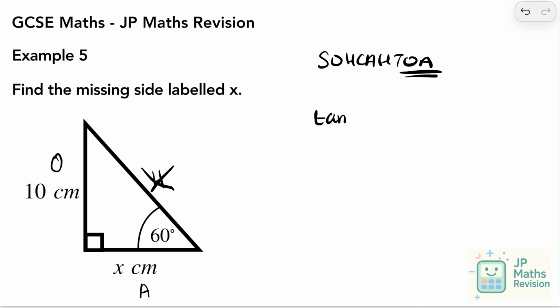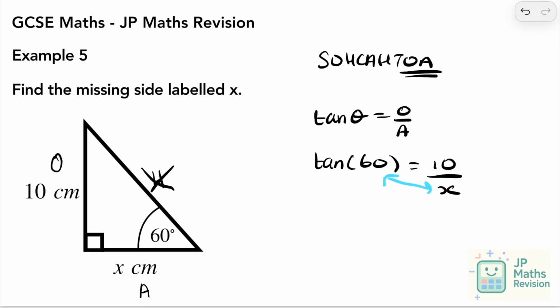So I have tan theta is opposite over adjacent. Subbing in the values, I have tan of 60 equals opposite, so 10, over adjacent, which is x. And I've just noticed that x is on the denominator again. So if I just switch places of x and tan 60, I end up with x equals 10 over tan 60. And that equals 5.77.